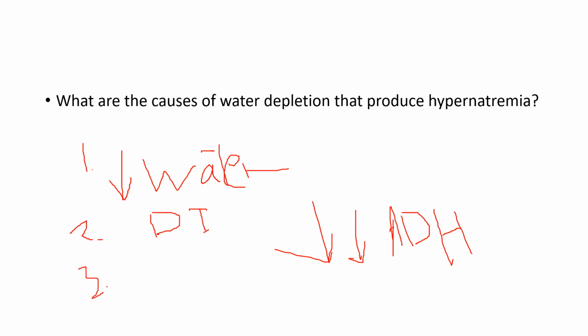Third possible cause of water depletion which produce hypernatremia is burns. حالات ايه؟ الحروق. يبقى هم دول الثلاث اسباب water depletion اللي ممكن تؤدي الى hypernatremia.